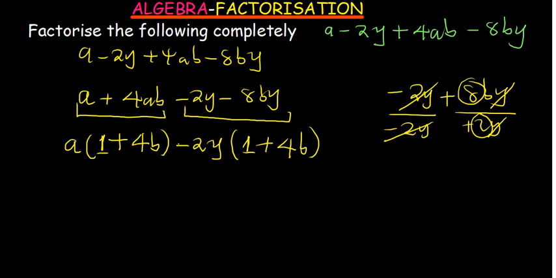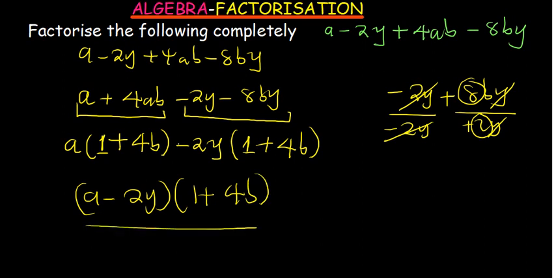Okay, good. And then you can see that this one and this one are the same. So now you need to get those which are outside, this one and this one, and put them together. So this is going to be a minus 2y and then 1 plus 4b. So here you are factorized completely. Okay, is it okay? Yes. Okay, good.